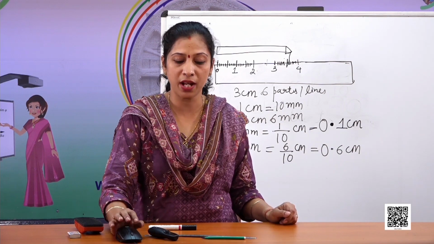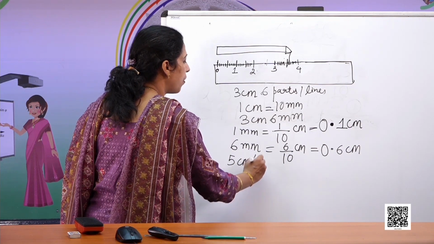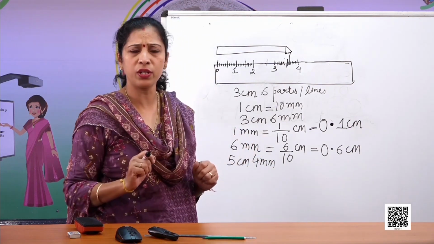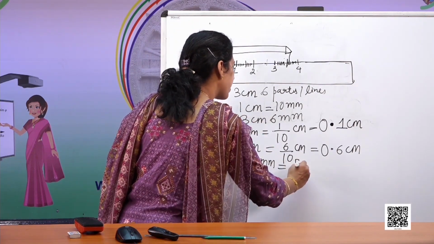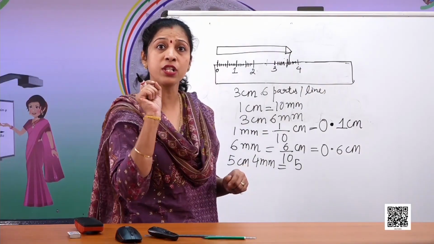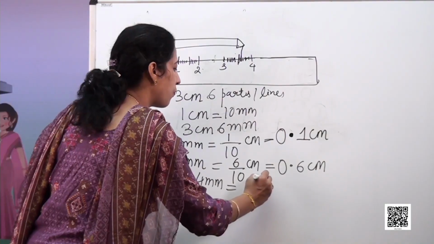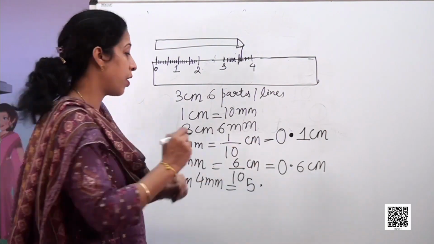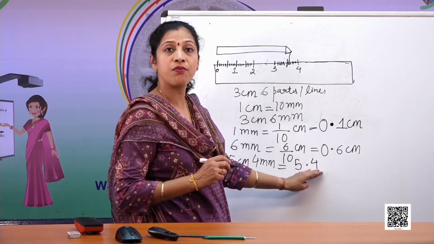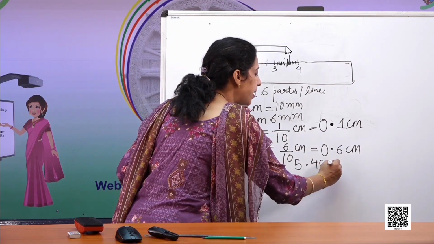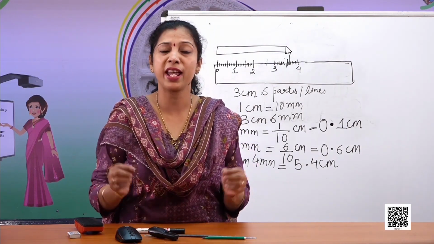Again, how do we write 5 centimeter, 4 millimeter now? So 5 centimeter is a whole number because we can measure it without any problem. So 5 is the whole number. Now we have to calculate the smaller distance, the small lines in between. So 4 millimeter is equal to 4 by 10 centimeter or 0.4 centimeter. So we can write this whole thing as 5.4 centimeter. Now you understood how easy it is to measure anything you have.